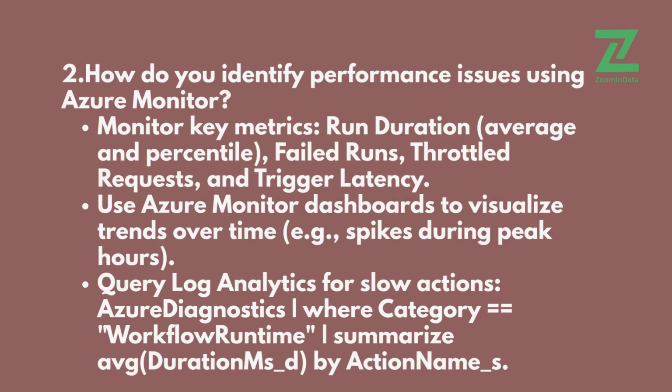How do you identify performance issues using Azure Monitor? Monitor key metrics: run duration, average and percentile, failed runs, throttled requests, and trigger latency. Use Azure Monitor dashboards to visualize trends over time, for example, spikes during peak hours. Query Log Analytics for slow actions. AzureDiagnostics, where Category equals WorkflowRuntime, summarize avg(duration_ms_d) by actionName_s.